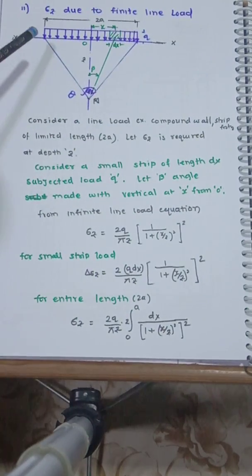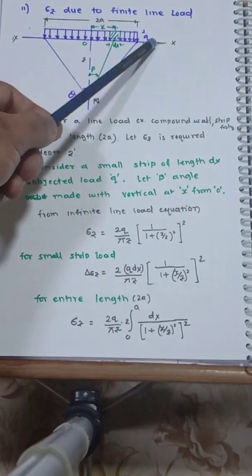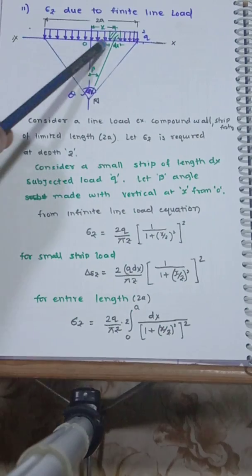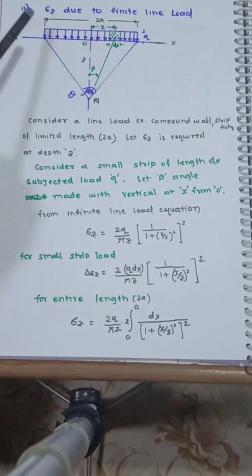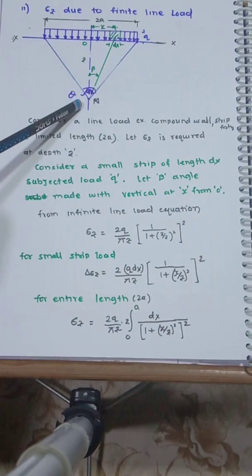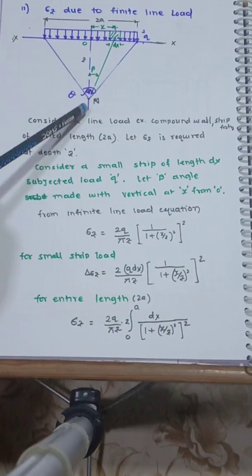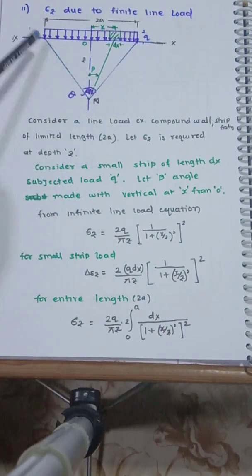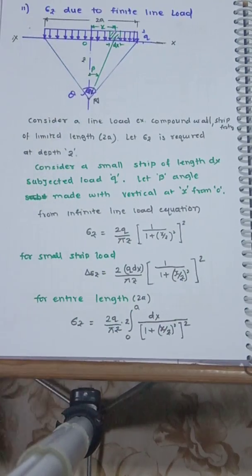This may rest at a certain distance below the ground level, and suppose q is the stress transferred at the basement, at foundation level. So the length is considered as 2a, and let us say we require the stress at the center, exactly at the center here, at a depth z. So if I join the edges, I get the angle, the total angle is theta. Okay, so this is the problem.